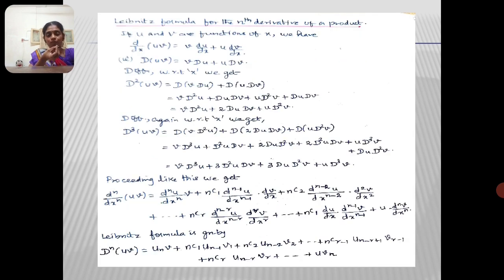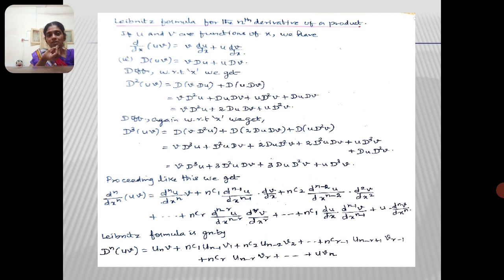And then we move on to Leibniz formula for the nth derivative of a product. If u and v are functions of x, we differentiate uv as d by dx of uv equal to v du by dx plus u dv by dx. Again differentiating, we get d square of uv. In this step, we write this as d of v du plus d of u dv. So we arrive at v d square u plus 2 du dv plus u d square v.